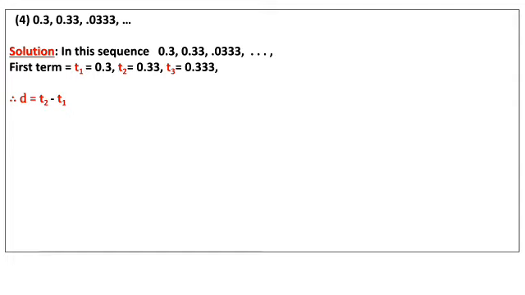So here d equals t2 minus t1. t2 is given as 0.33 minus 0.3. We'll subtract this decimal number, so we get the answer 0.03.